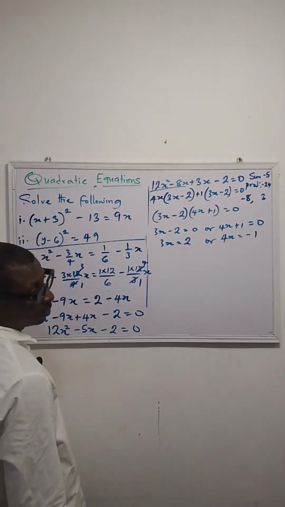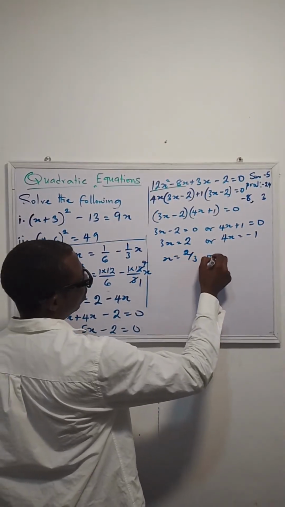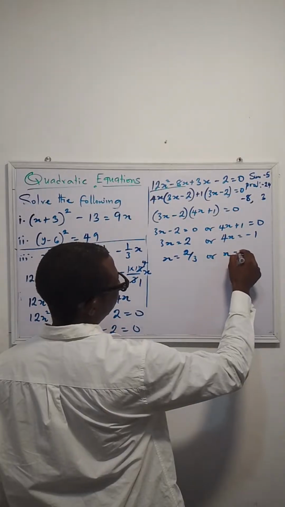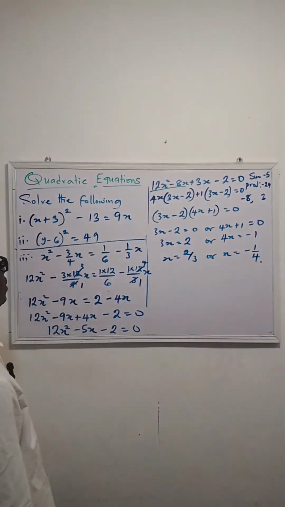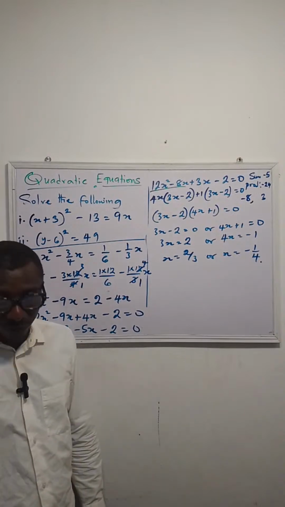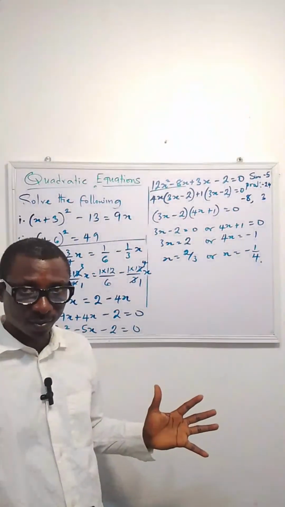So yeah, let's divide both sides by 3 (and by 4). So we have x = 2/3, or x = -1/4. So that will be the answer to the last question here. I want to believe you guys understand the explanation.